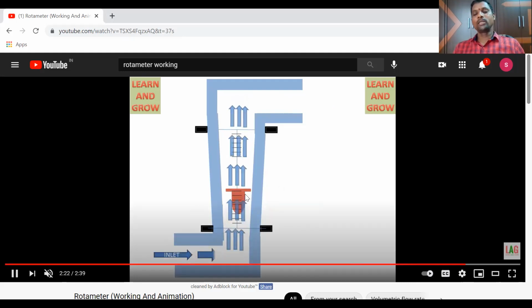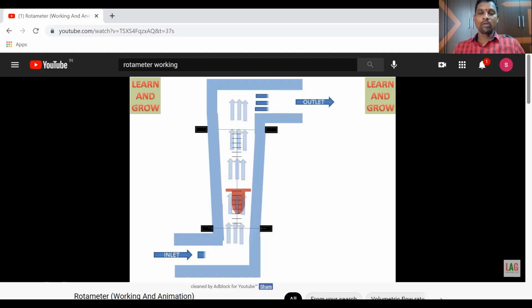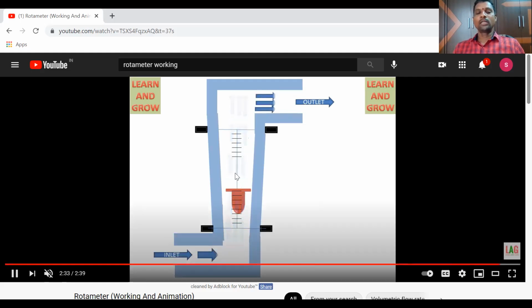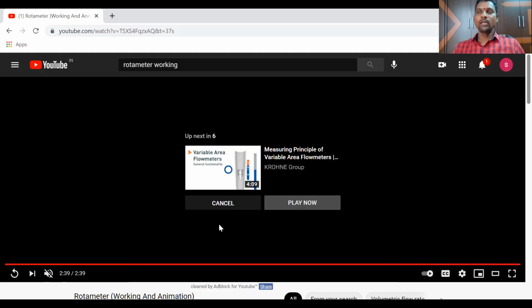The float position is balanced because of the drag force or buoyancy force and the gravitational force. If the drag force is more and the gravitational force is less, the bob will move upward. If the drag force is less and the gravitational force is more, the bob will move down, and if the drag force is more, then the bob will move upward.